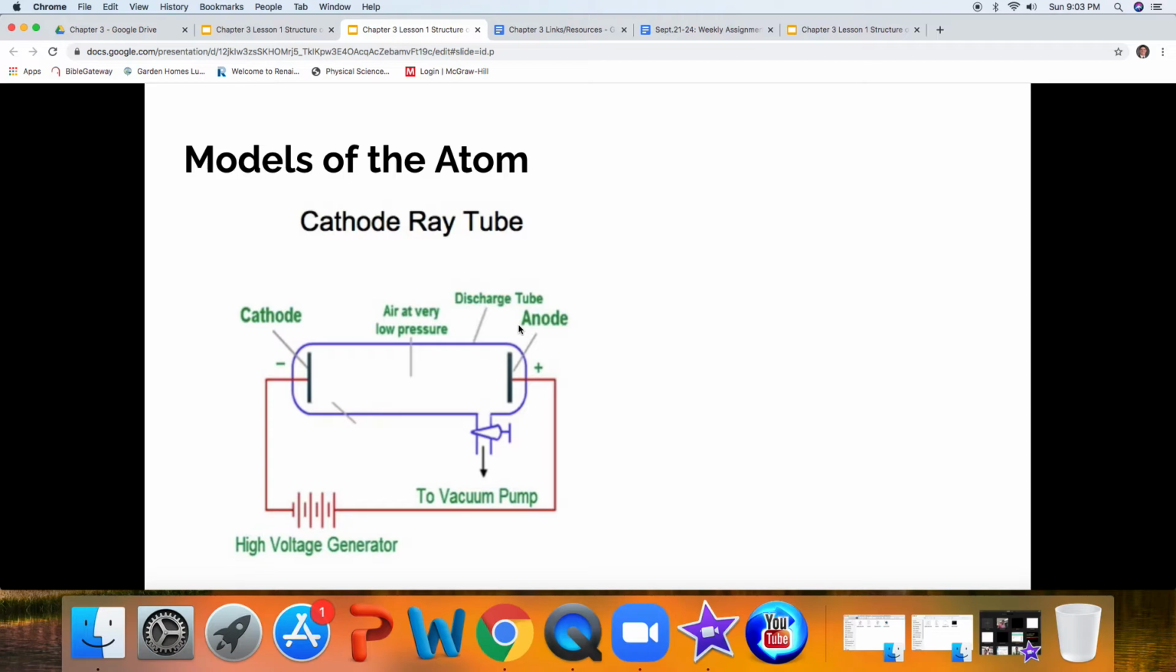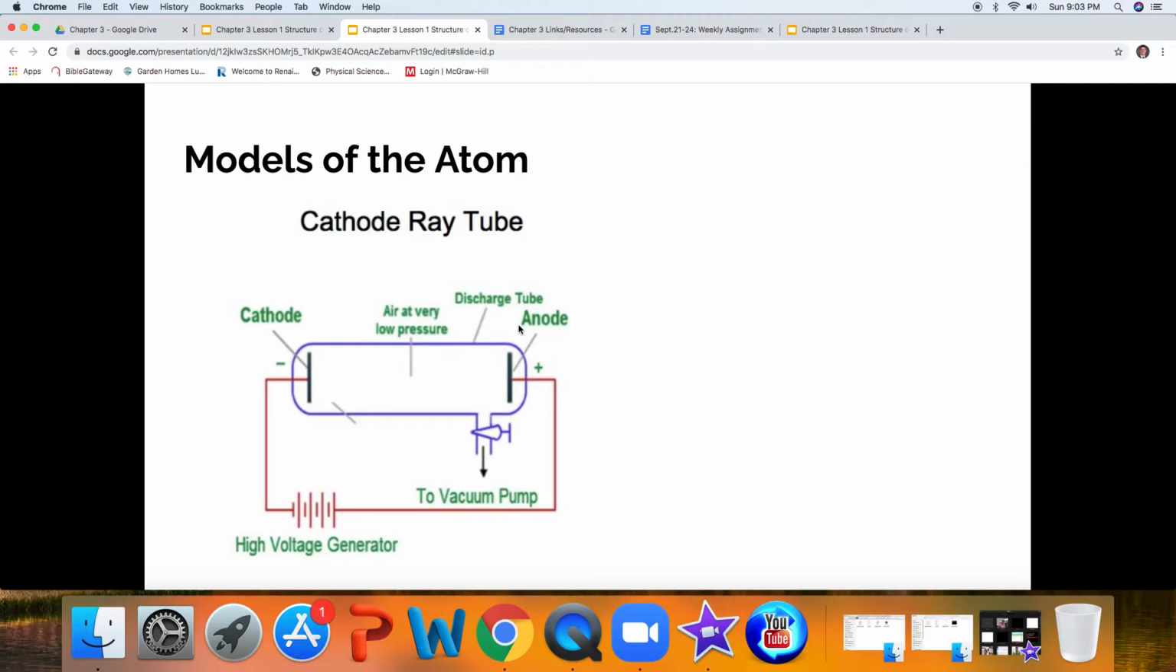Discovering the electron. Here we have a cathode ray tube that's going to be described. It's going to send an electrical current through this tube, and that is going to allow us to see the behavior of some electricity and how we have discovered the negative part of an atom, the electron.